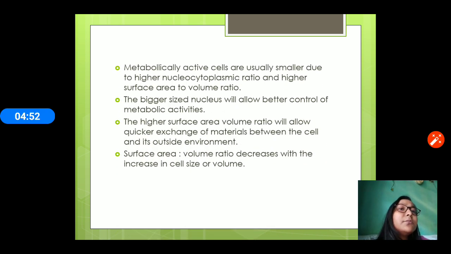Metabolically active cells are usually smaller. For example, the bacteria and the amoeba, as their size is small, have a higher surface area to volume ratio, due to which they can engulf food very easily by a simple process like diffusion, and they allow quicker exchange of materials between the cell and its outside environment. So the surface area to volume ratio decreases with the increase in cell size or volume.